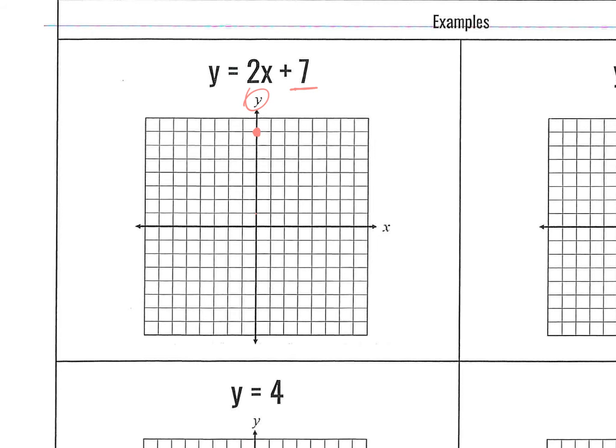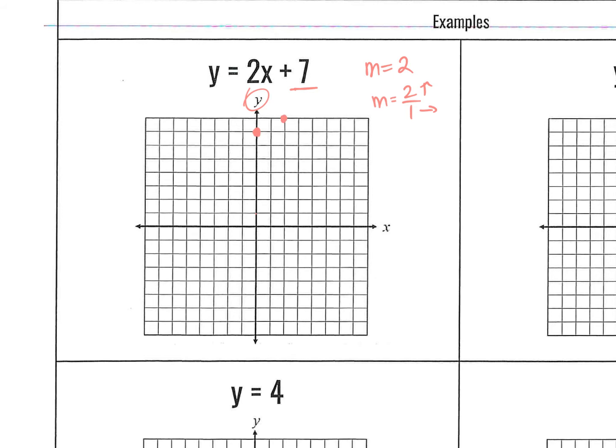Then I'm going to do my rise over run. If I have an m of 2, that's still the same thing as saying an m of 2 over 1. So you're going to go up 2 to the right 1. We're going to go up 2 to the right 1. So we can only fit one more point doing that.